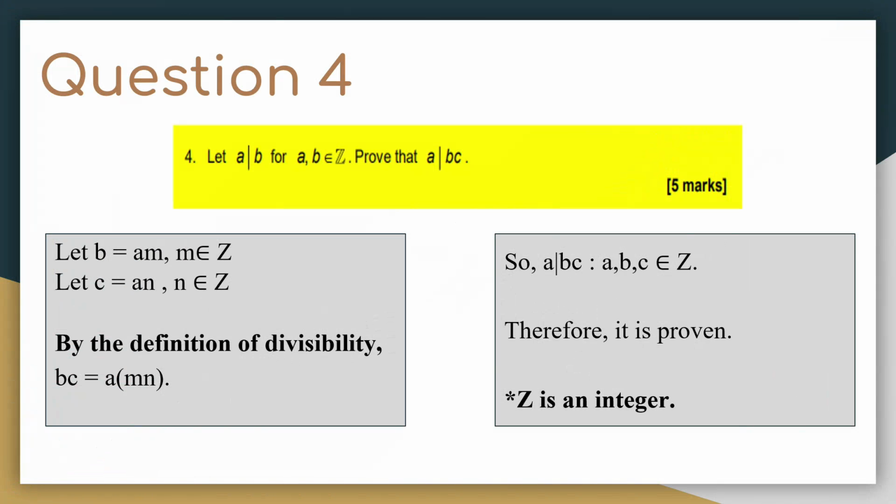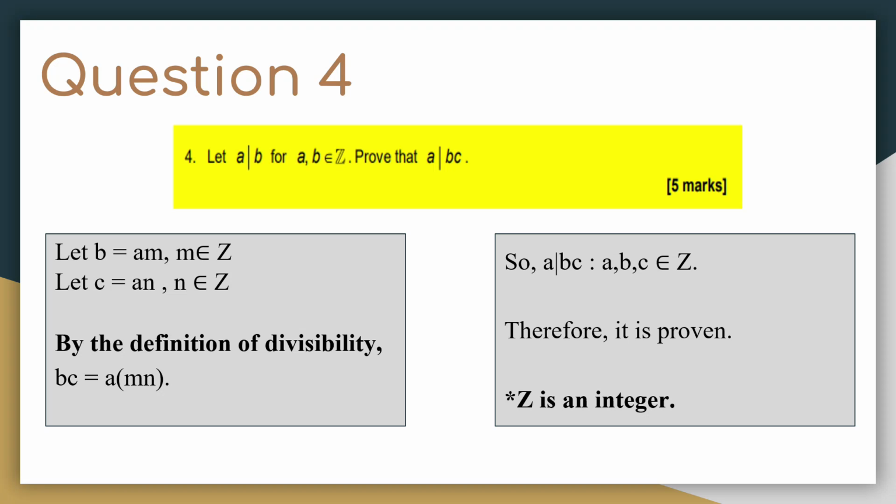Question 4. Let a divide b, for a, b integers. Prove that a divides bc. Okay, first, let b equal am, where m is an integer, and c equal an, where n is also an integer.